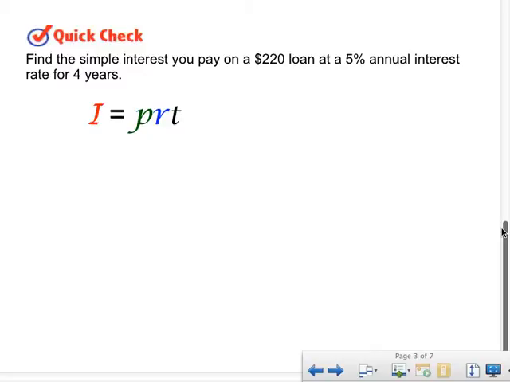If you guys can, I'll read it to you. I want you guys to calculate the simple interest you pay on a $220 loan at 5% annual interest rate for 4 years. Calculate what your interest would be. This is just the fee you would be charged for borrowing that amount for that time.